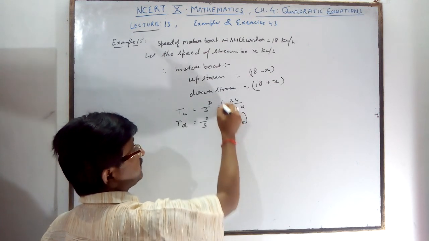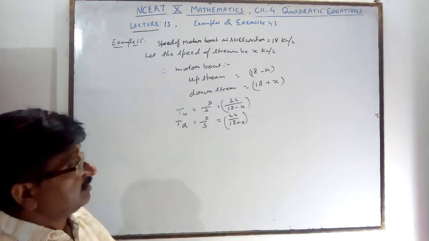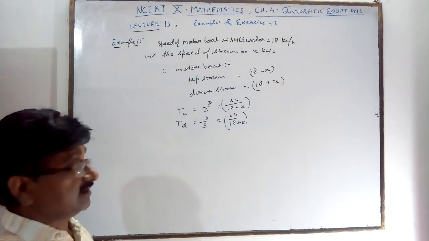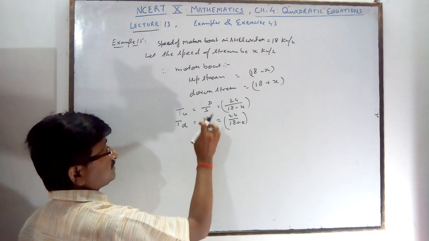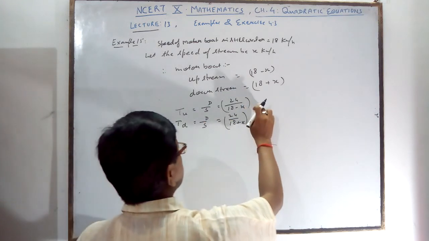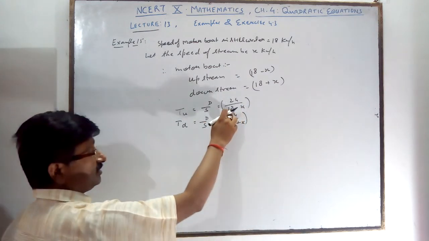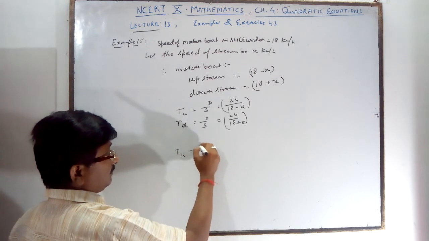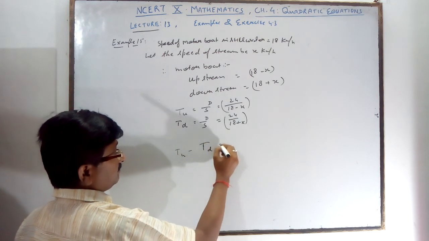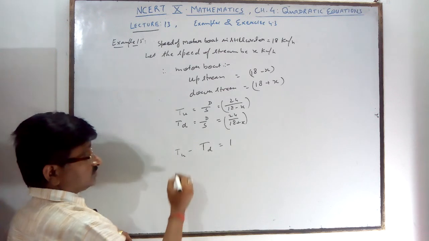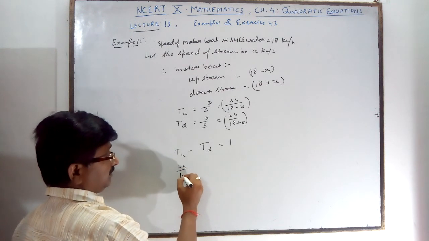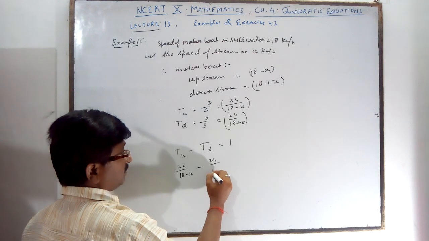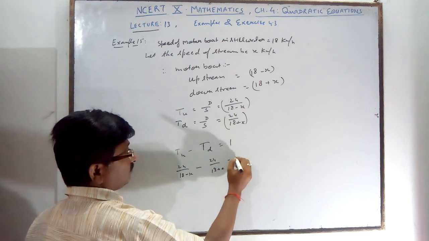It is the time taken in both directions. Going up means opposite to the direction of the flow of water, so the speed is smaller and the time is more upstream. So time upstream minus time downstream is given as 1. So 24 upon 18 minus x minus 24 upon 18 plus x is equal to 1.